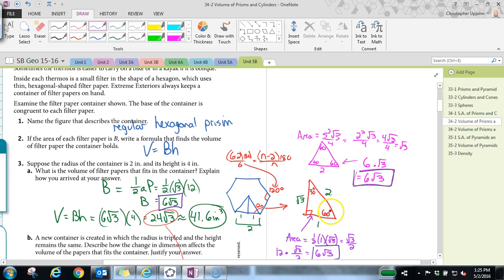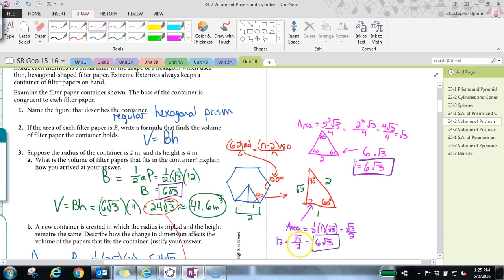Or, this is a 60-degree angle, we drop our apothem, our perpendicular, and it's a 30, 60, 90 triangle. Our radius is 2, half that is our short leg, 1, and that times root 3 is our long leg. So 1 times root 3 is root 3. The area of this triangle is 1/2 the height, root 3, times the base, 1, so root 3 over 2, and there are 12 of these in there, so 12 times root 3 over 2, which is 6 root 3.